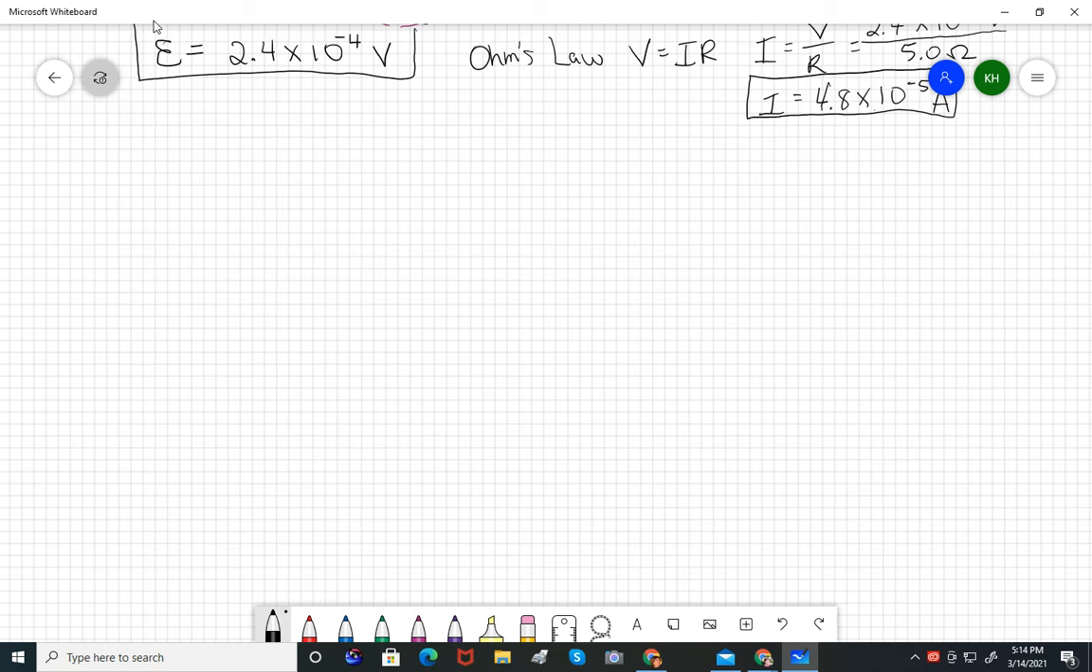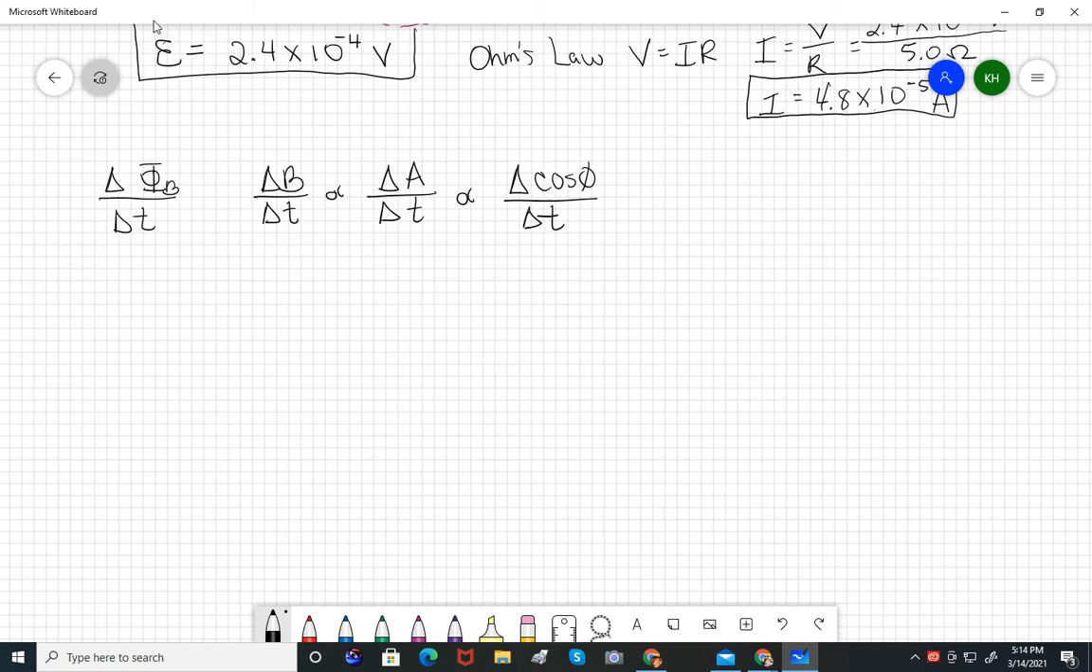Really important though, when you're looking at this formula before we do this, if you have a changing flux, you could have a changing magnetic field, or you can have a changing area, or you can have a changing value for cosine phi. So we want to be sure we identify that.